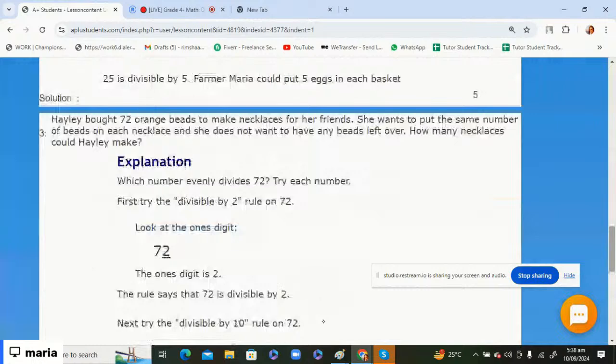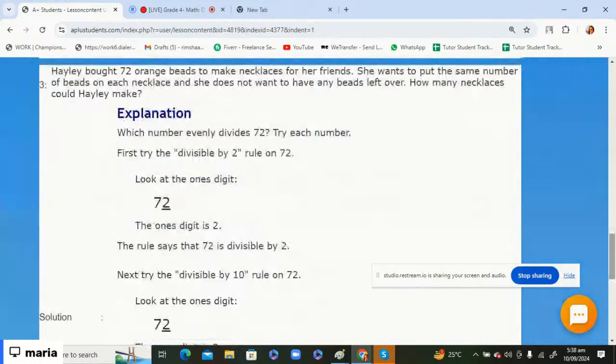Haile bought 72 orange beads to make a necklace for her friend. She wants to put the same number of beads on each necklace, and she does not want to have any beads left over. So how many necklaces could Haile make? Which number evenly divides 72?